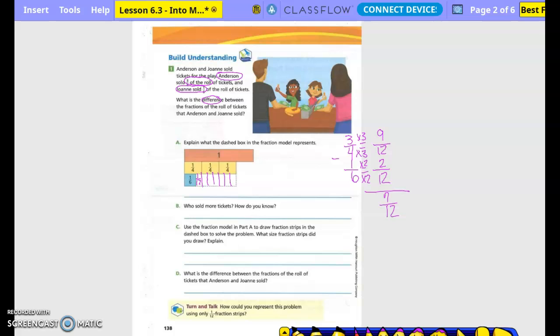So who sold more tickets? Anderson. Because we said up here the yellow was Anderson, and the blue was Joanne. So basically the yellow bar is longer than the blue bar. So the yellow bar of 3/4 is longer than the blue bar of 1/6.